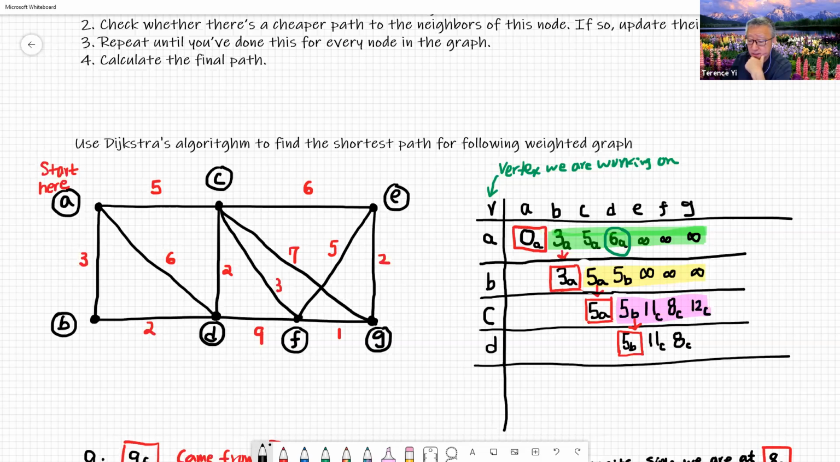Now let's look at the next one, D and G. We cannot reach that, okay, from D to G. Okay, so that's going to be infinity, but we had that 12C before, so we're going to use that. So that's going to be 12C.